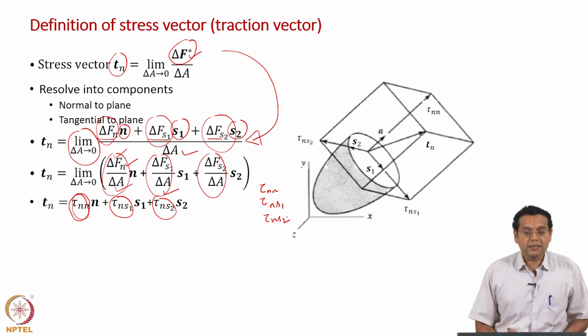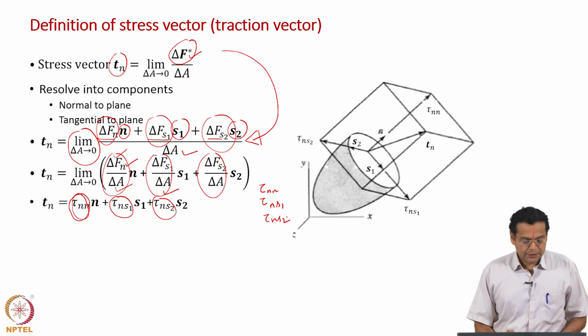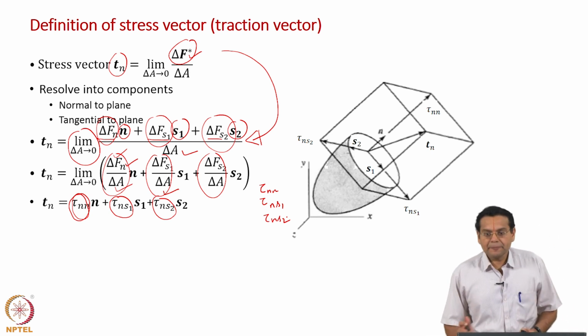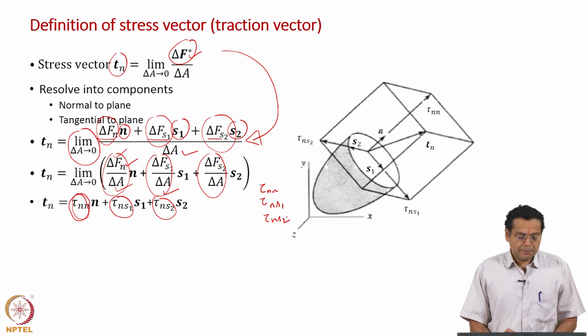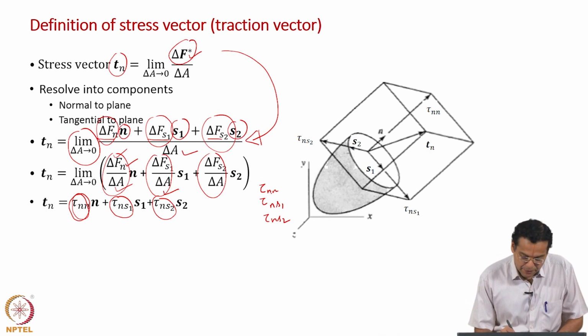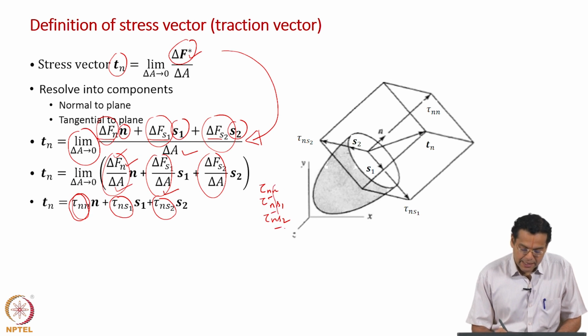Now let us understand the meaning of the subscripts. The first subscript represents the direction of the plane, and the second subscript represents the direction of the component. This has to be kept in mind; it is going to play a major role as we go along. Just to repeat, the first subscript n represents the direction of the plane, the second the direction of the component.